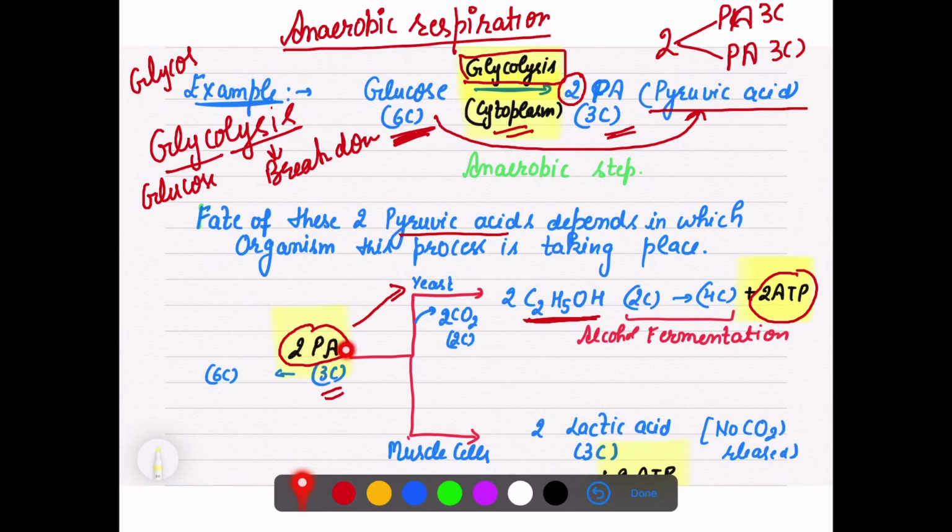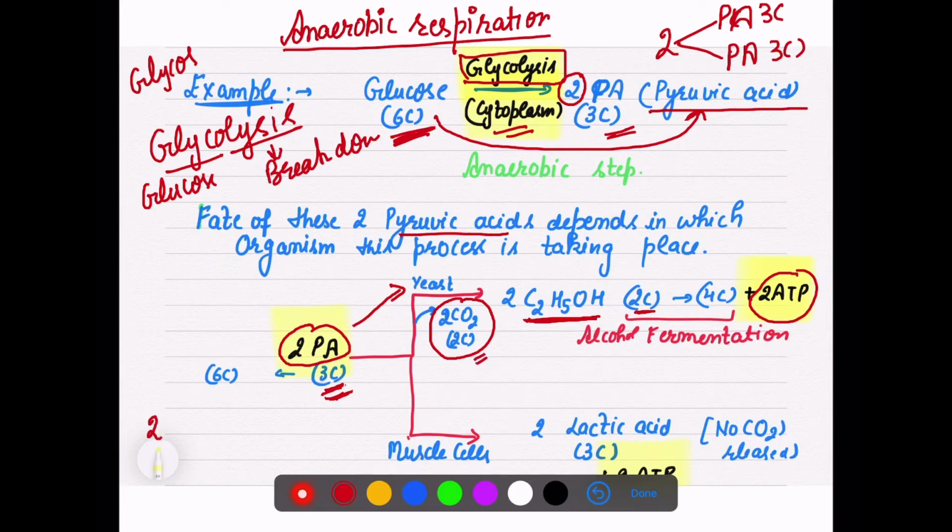Now pyruvic acid is a 3 carbon molecule, and we are using two molecules of pyruvic acid. So 3 twos are 6 carbon we have. Now C2H5OH is a 2 carbon compound, right? It is 2 carbon here, but we have to break this down. We have 3 carbon in pyruvic acid. So where will the 1 carbon go? Here 1 carbon will be released in the form of carbon dioxide.